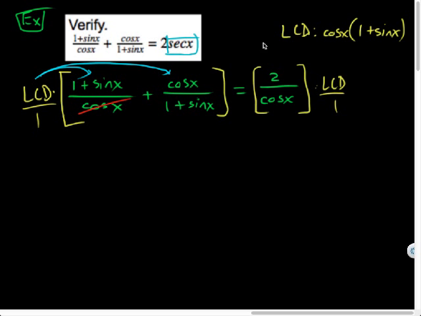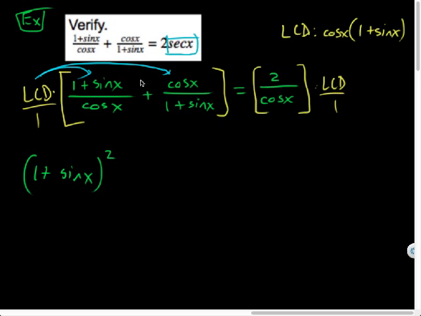The cosine x would cancel out, and I'd be left with a 1 plus sine x times the 1 plus sine x, right? So I'll write that out like this. 1 plus sine x times 1 plus sine x. Wait a minute, I could just write it like that. Interesting. You don't have to write it like that. You could leave it the other way and then FOIL it.